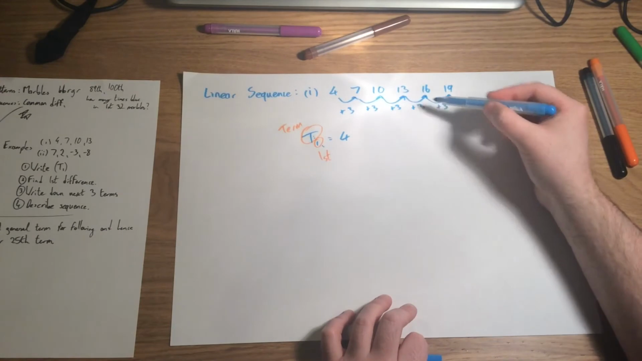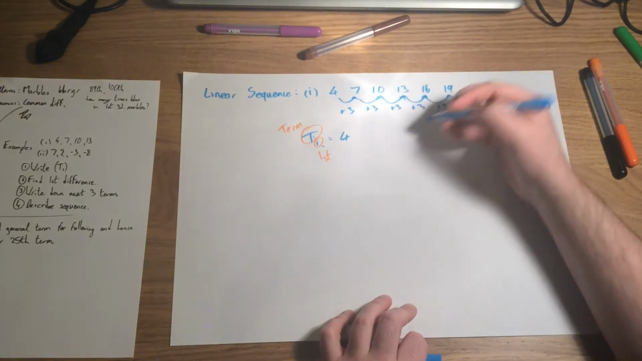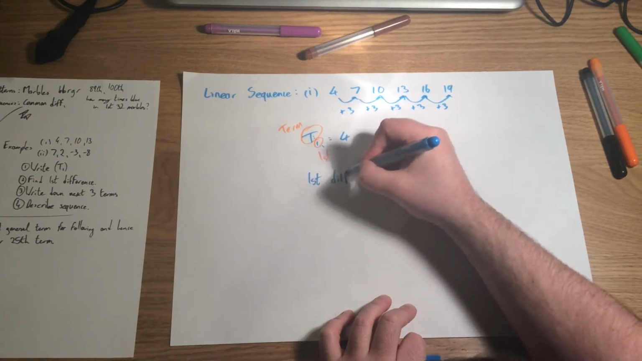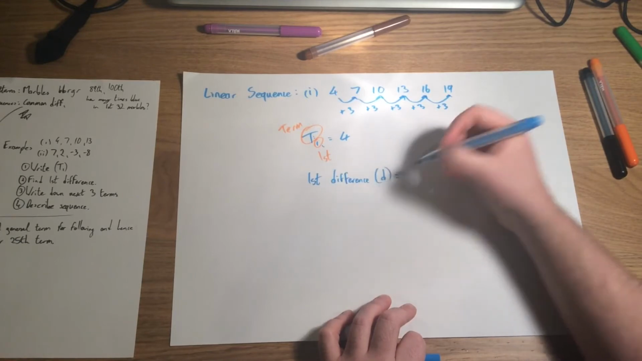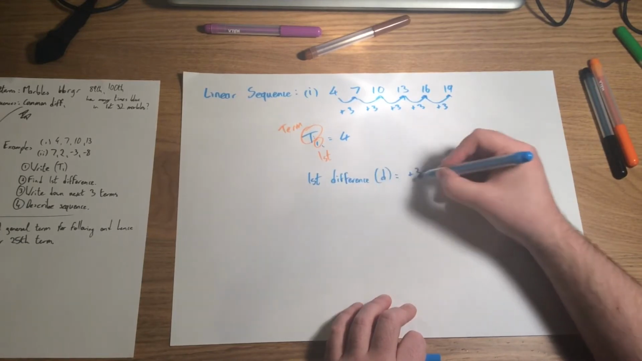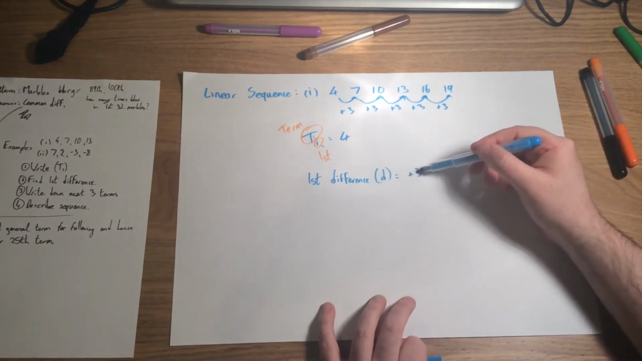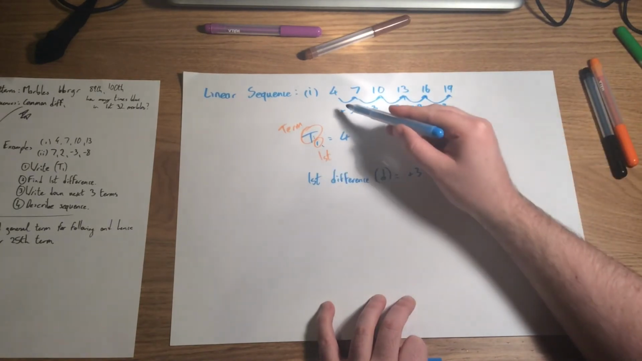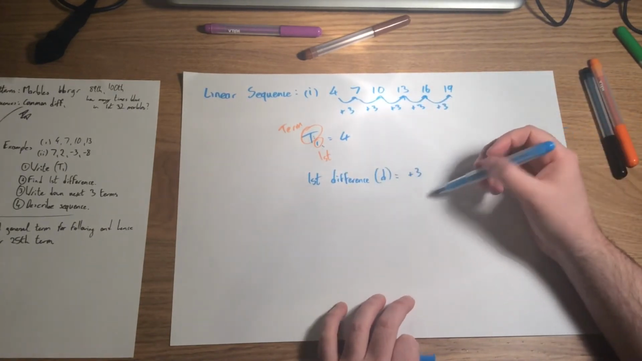The next thing they ask then is find the first difference. Well, I've kind of done this for you. The first difference is a plus 3, a plus 3, a plus 3. So the first difference, which is given the letter D, is equal to plus 3. It's important when you're talking about differences, make sure that you say plus 3, because linear patterns can go down as well as up. This could be minus 3, minus 3, minus 3. So including the sign is important here.